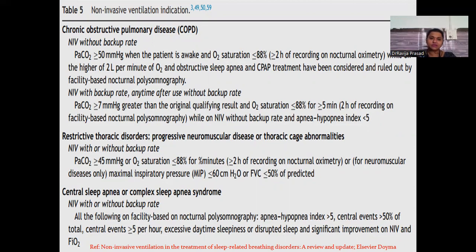The first indication is chronic obstructive pulmonary disease, NIV without backup rate. These are the conditions which we can see. So the first one in the non-invasive ventilation indications is chronic obstructive pulmonary disease.